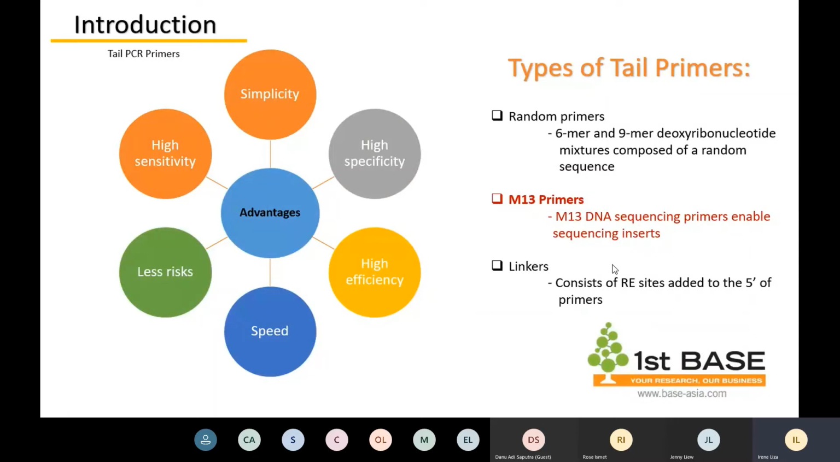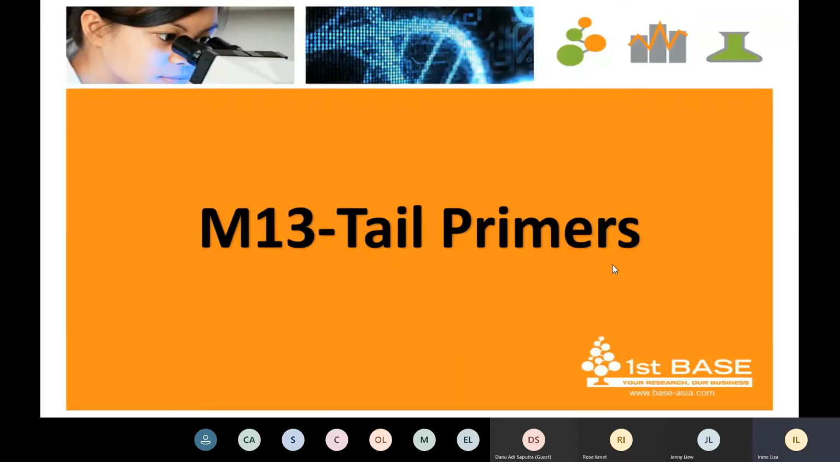So these restriction sites are added to the 5' of the primers because later on we want to clone them, and we want to digest, and perhaps we want to subclone them into another vector. So these linkers work for subcloning purposes. Now let's look into details of M13 tailed primers.